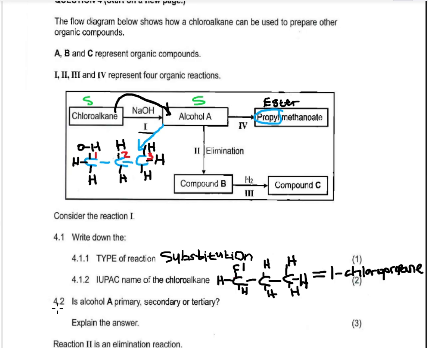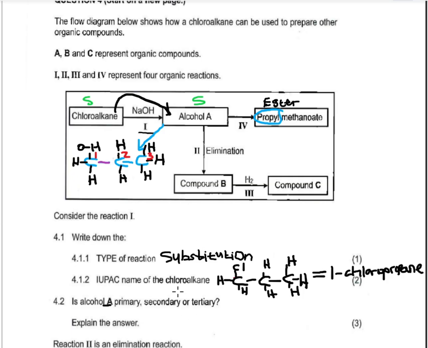Now let's go to question 4.2. Is alcohol A primary, secondary, or tertiary? Guys, take a look at your alcohol there. Alcohol A. We can see that alcohol A is propanol, or propan-1-ol. Right, now take a look at carbon number 1, the one that is carrying the OH. What is it bonded to? It's bonded to one other carbon atom. Look at that. I'm going to show it in pink. This carbon atom that is carrying the OH is bonded to one other carbon atom. Then it means that it's the primary alcohol.